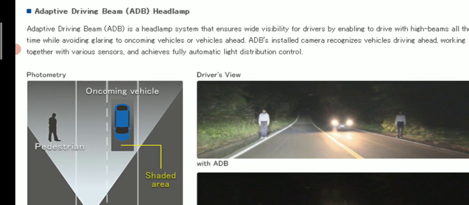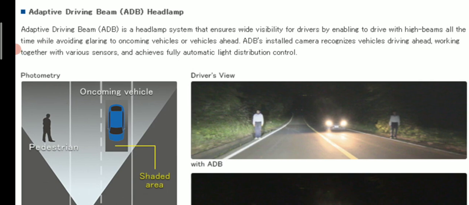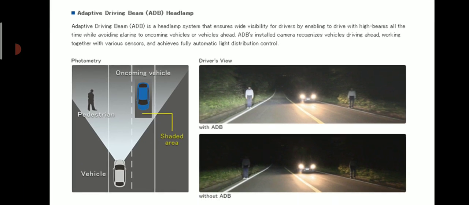ADB is installed with a camera that recognizes a vehicle driving ahead. So this picture shows you the working of the ADB light.